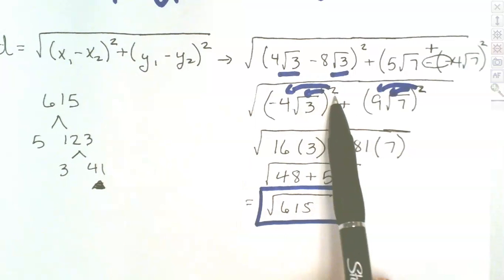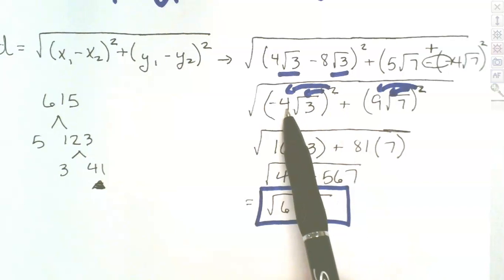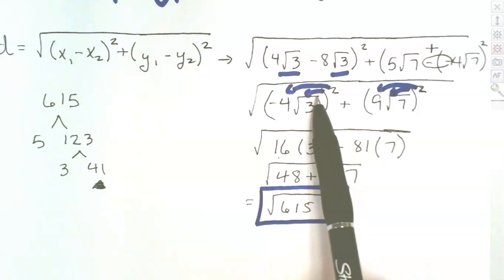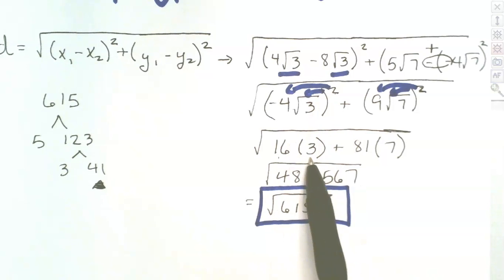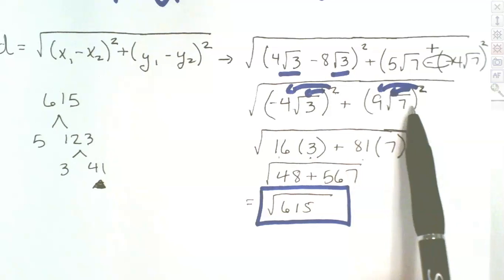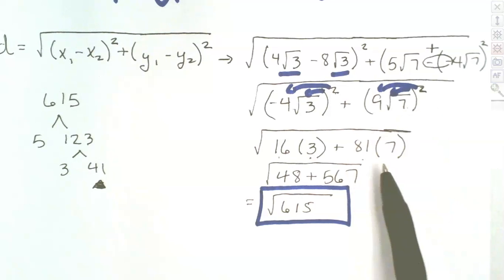Now, when we square a negative, what happens to it? It becomes positive, and the whole number, 4 in this case, gets squared, and that makes it a 16. When you square a square root, it just goes away. So that leaves you with a 3 there. 9 squared is your 81. The square root of 7 squared comes out to be your 7.